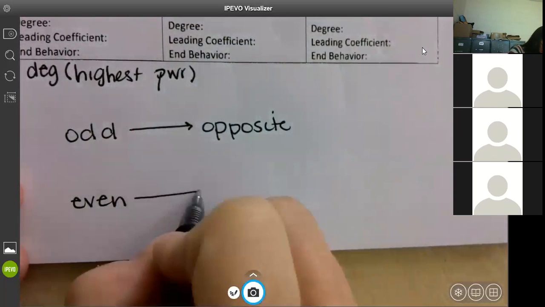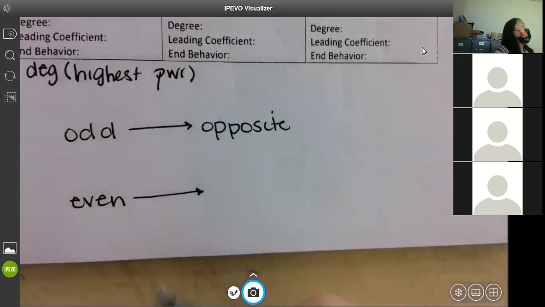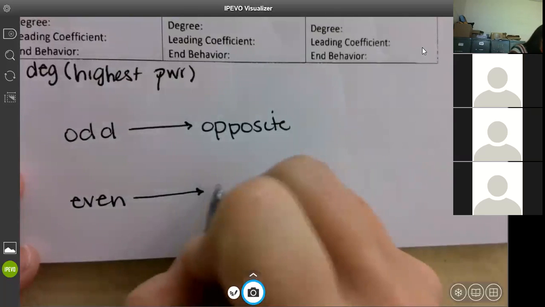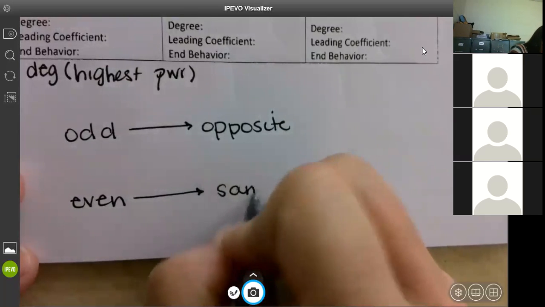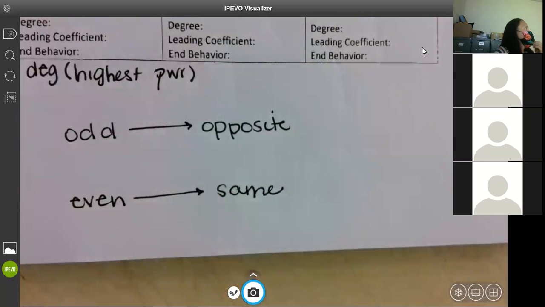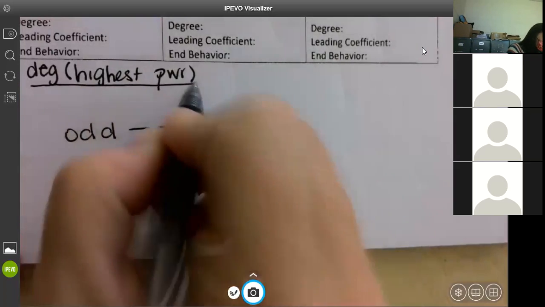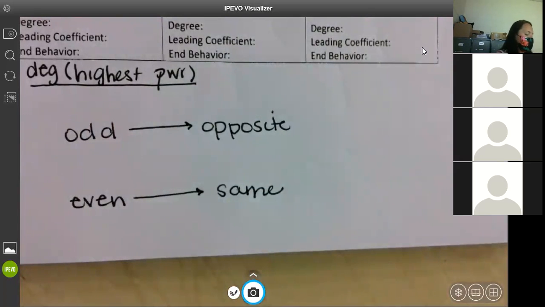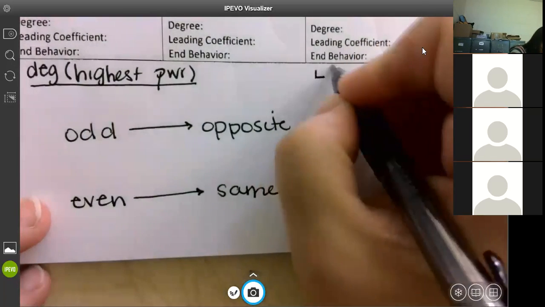But if it's even, like x squared, x to the 4th, x to the 6th, those make u's and w's. So they point in the same direction. So if it's even, they point in the same direction. And if you need to put direction on there, that's fine. Okay, so those are the two things you're looking for out of degree. Once you figure out if it's opposite or if it's in the same direction, the next thing you need to look at is the leading coefficient.